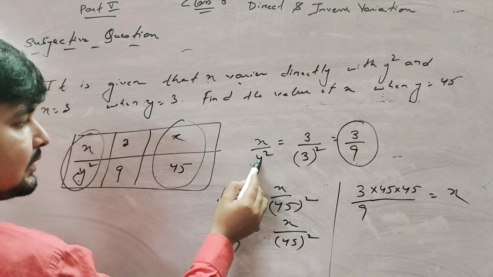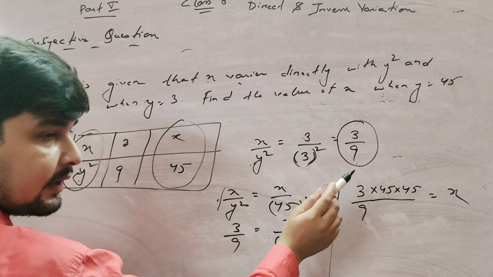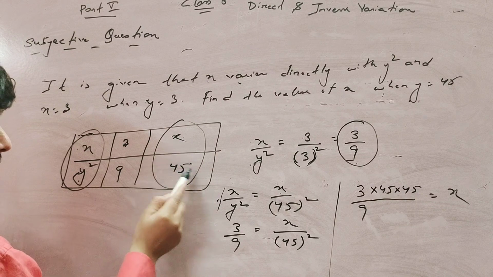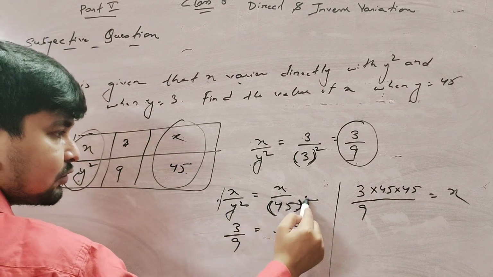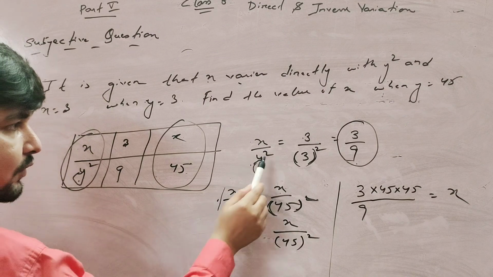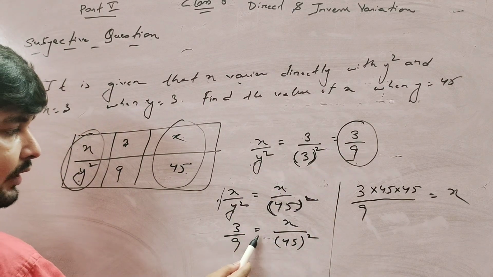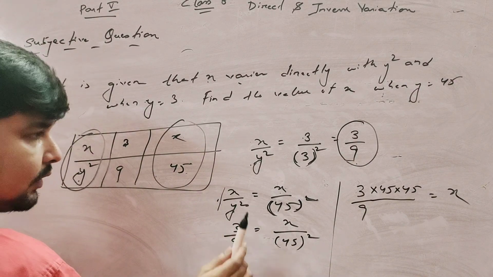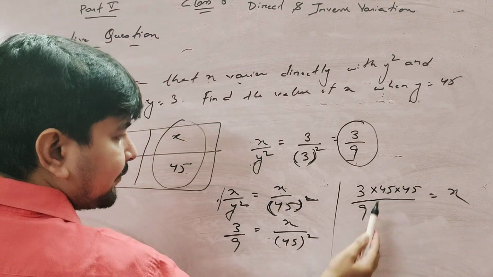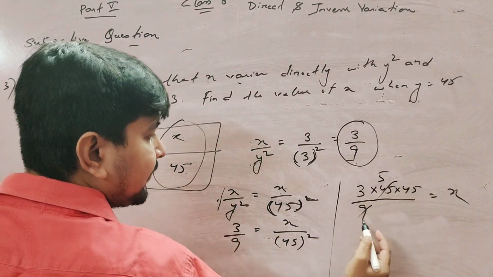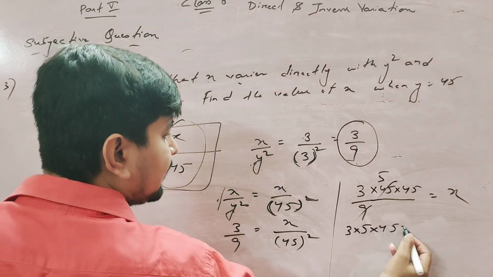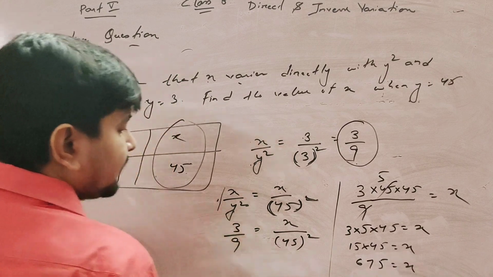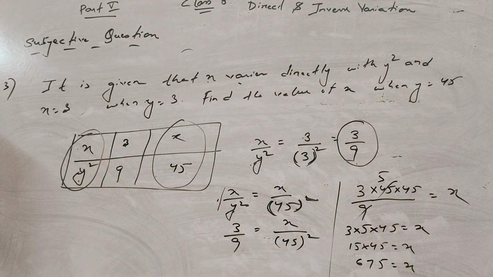Again I repeat, x varies directly with y square. So x upon y square, here 3 upon 3 whole square, so the value is 3 upon 9. This is directly related with x upon 45 whole square. So 3 upon 9 equals x upon 45 whole square. So this 45 comes to this side and gets multiplied. So 3 into 45 upon 9 equals x. 9 fives are 45. This is 3 into 5 into 45 equals x. 15 into 45 equals x. It's 675 equals x. Clear? Note.